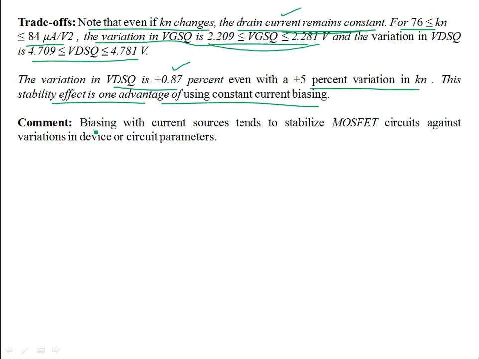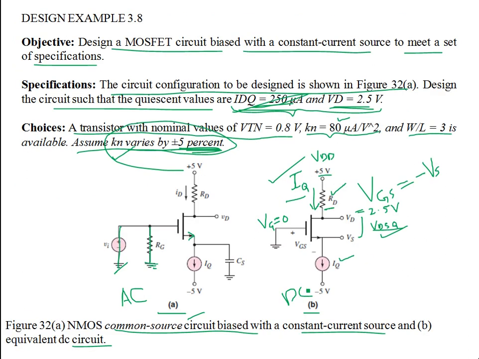The comment is that biasing with current sources tends to stabilize the MOSFET circuits against variation in the device or circuit parameters. That's the idea. Why we are biasing with a current source is that you need to stabilize the circuit so that your operating point, the Q point, is stable.